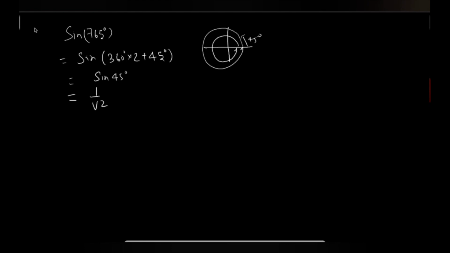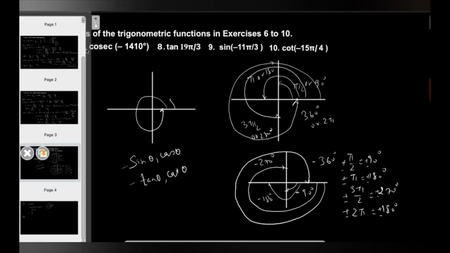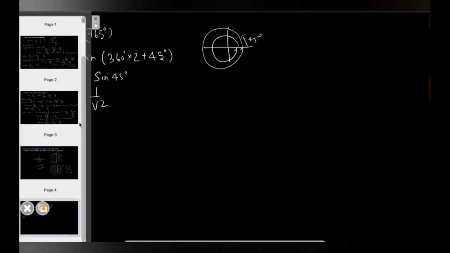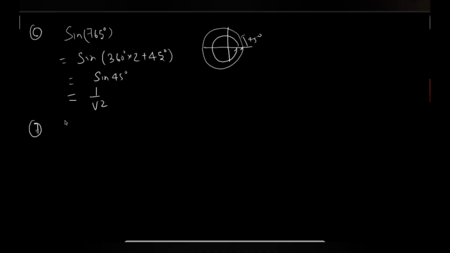So this is the 6th problem. Now let's look at the 7th problem. My 7th problem talks about cosec of minus 1410 degrees. Cosec of minus 1410 degrees, again we can write it in 2 ways.